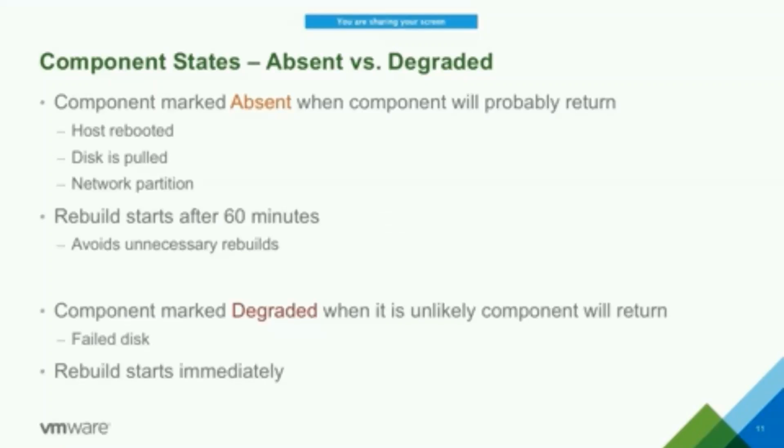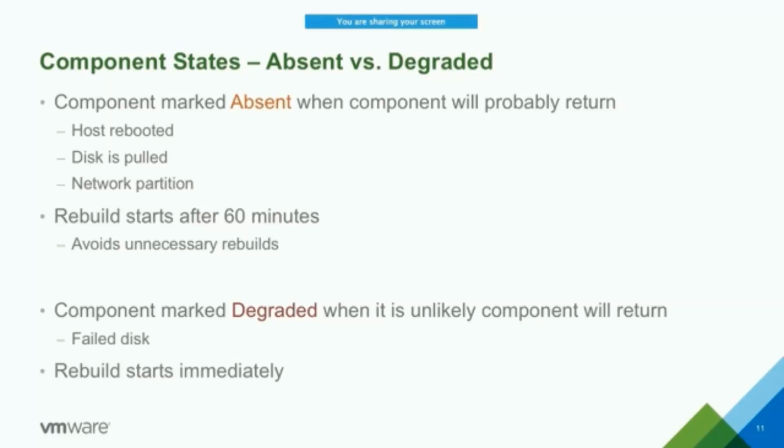So one thing that vSAN is pretty good at is predicting whether a component will maybe be gone for just a little while, so a transient outage, if you will, like a network partition, for example, or if it's an actual problem with hardware, such as a failed disk or something along that line. So what vSAN does is when an object is absent, again, think about a host reboot. Maybe you're in maintenance mode, you need to reboot that host. It's going to take a few minutes to do that.